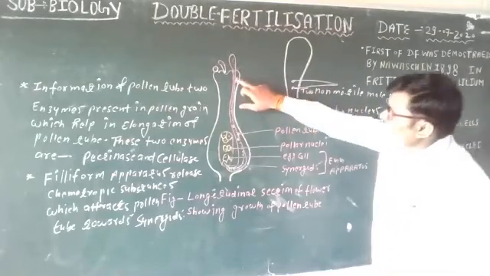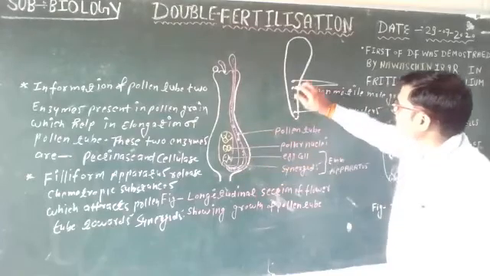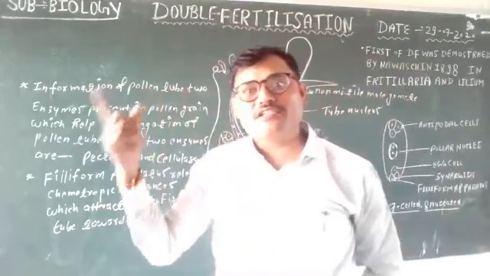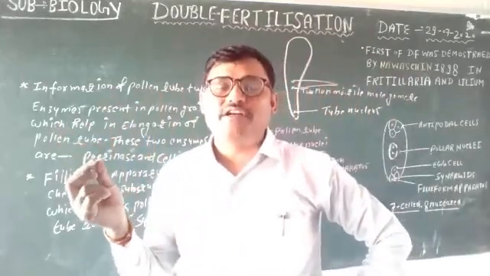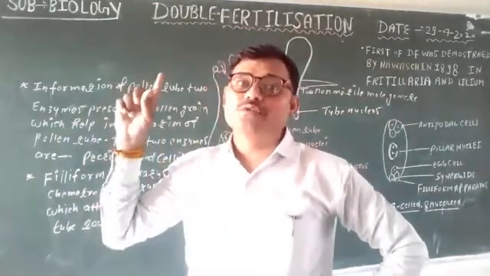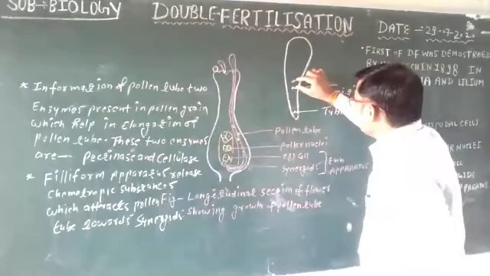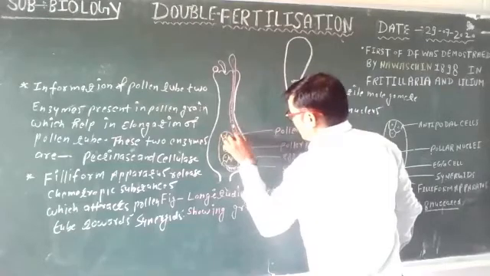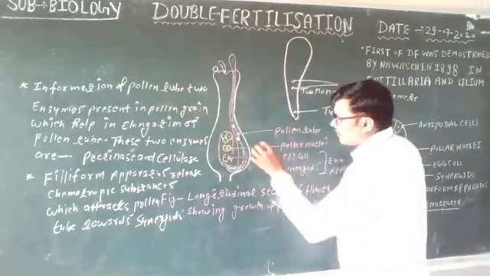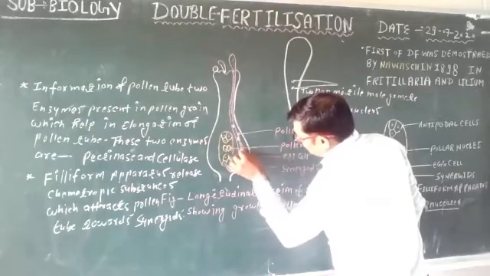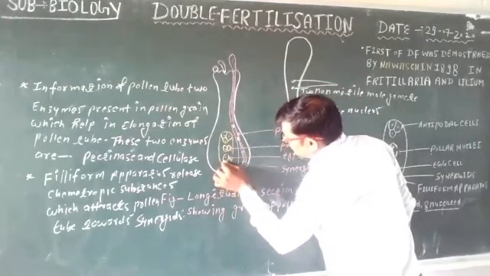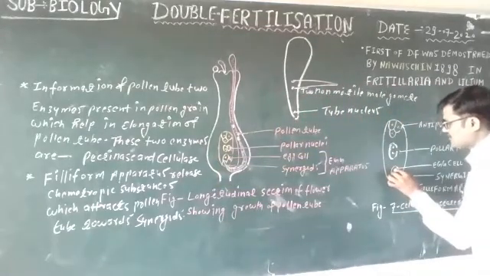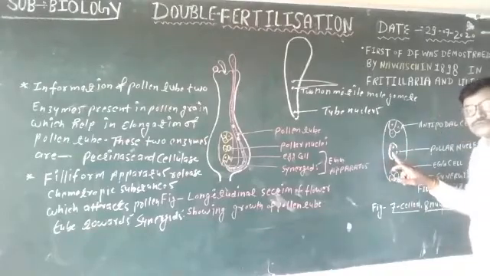What happens when formation of this pollen tube takes place? These two non-motile gametes, and in the previous lecture we have discussed how formation of these two non-motile gametes takes place with the help of generative cells. Already discussed this point. What happens when these non-motile gametes reach inside the embryo sac? One fuses to the egg cell. You see, this is the egg cell. One fuses to the egg cell, and another fuses to the polar nuclei.